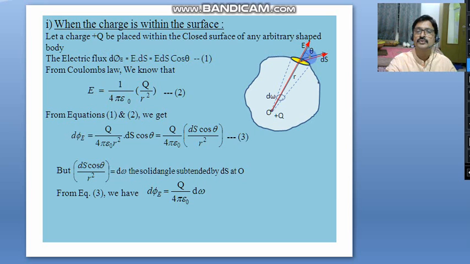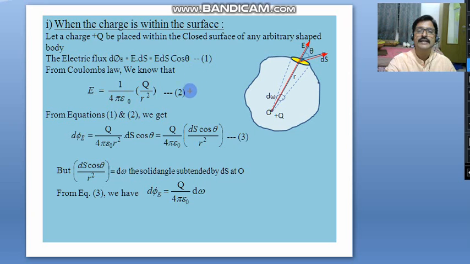Now the electric flux through the infinitesimal area ds is given by d phi E, which is equal to E dot ds. E dot ds means E ds cos theta. It is a dot product between two vectors. Hence E dot ds is equal to E ds cos theta. From Coulomb's law, we know that E is equal to 1 by 4 pi epsilon naught Q by R square, where E is the electric field intensity.